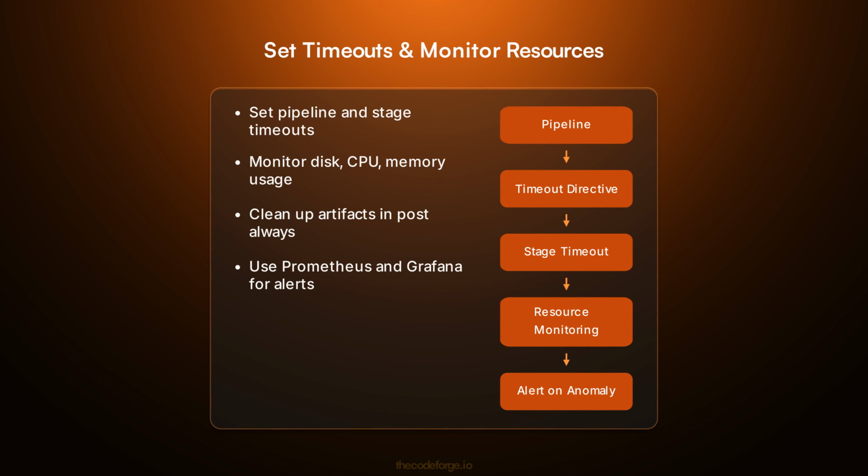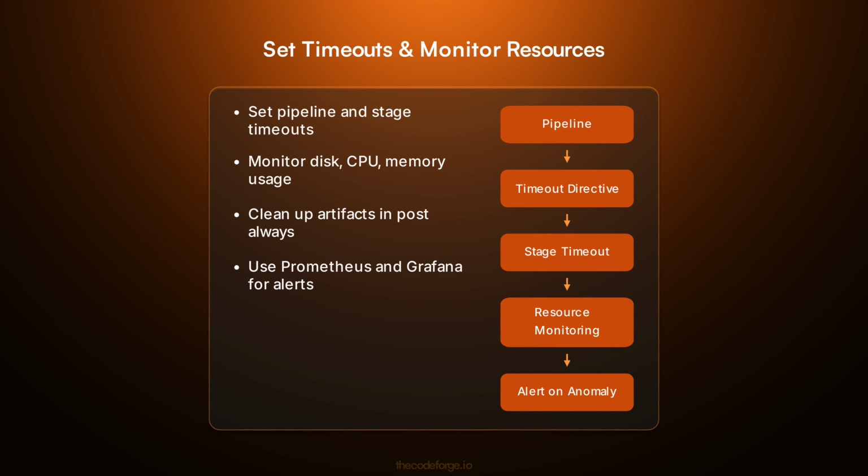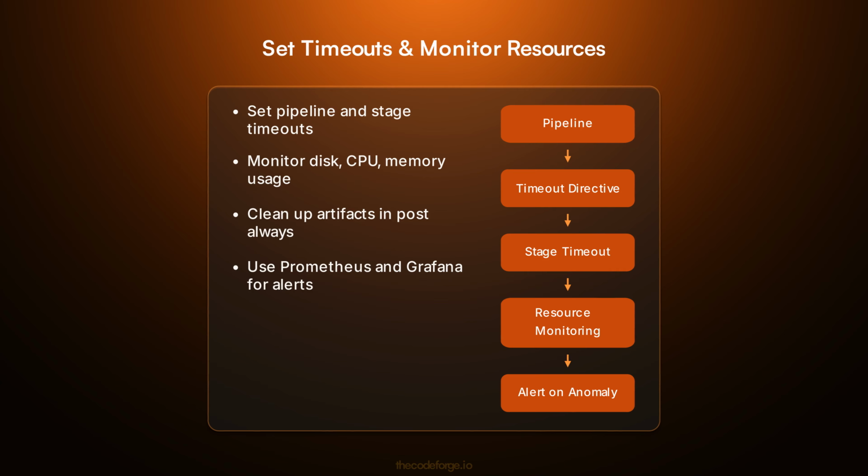Pipelines can hang due to infinite loops or network waits. Always set timeouts at the pipeline or stage level. Monitor agent disk space and memory, and clean up old artifacts in post always. Use Prometheus and Grafana to monitor agent resource usage and alert on anomalies.